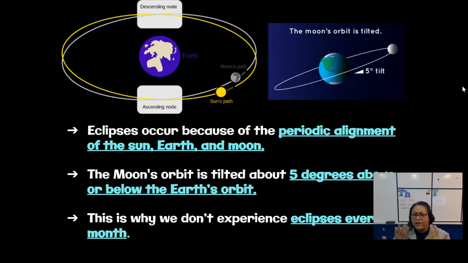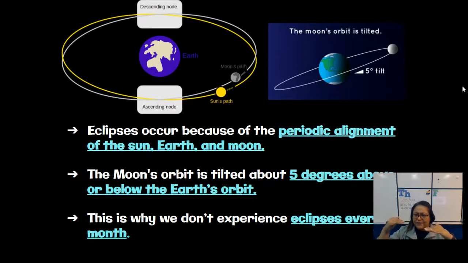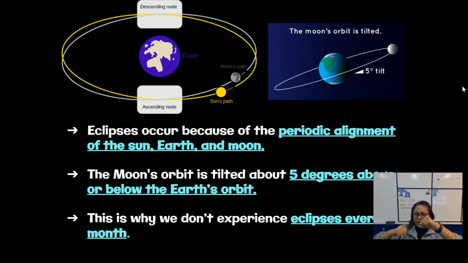So some may go, well, what about a full moon or a new moon? Those are the perfect alignments for things to block each other and cause an eclipse. But normally the moon is just a little bit above or a little bit below us, so we don't get that perfect alignment. So we don't experience eclipses every month.